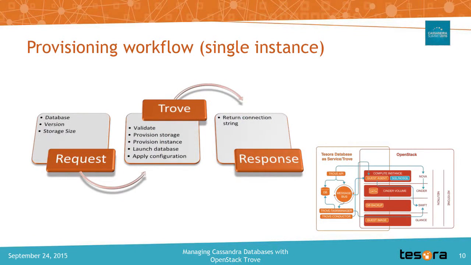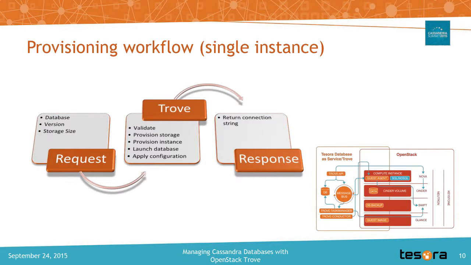All right? So let's talk about a couple of very simple operations which Trove does for you. Provisioning a single instance is the most common thing which somebody starts with. What is your request? What data store? What version? What size do you want? And what database, of course. Between these two and the flavor of the instance, that's all you need to know.